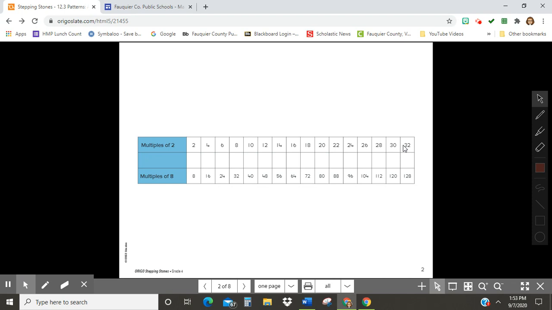And why is only every fourth multiple of 2 also a multiple of 8? Let's count that. 1, 2, 3, 4: 8 and 8. 1, 2, 3, 4: 16 and 16. 1, 2, 3, 4: 24 and 24. 1, 2, 3, 4: 32 and 32. I bet if we kept going, we'd come up with 40.